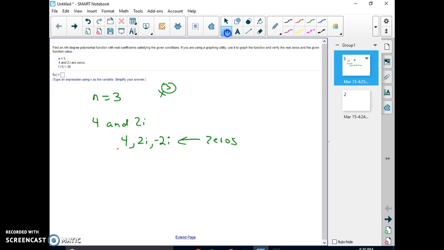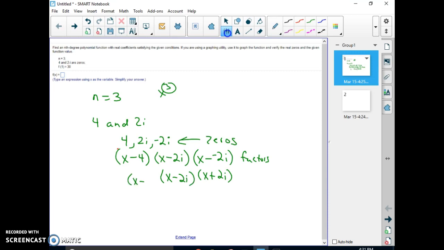From my zeros, the next thing I'm going to do is find my factors. To get my factors, my parentheses will be like this: x minus the zero. So x minus 4 is a factor. And then x minus the other zero, so x minus 2i is a factor. And then my third factor is x minus negative 2i. So these are my factors. Now, this factor I'm going to rewrite as x plus 2i. But when you write your factors, it's always x minus whatever the zero is.